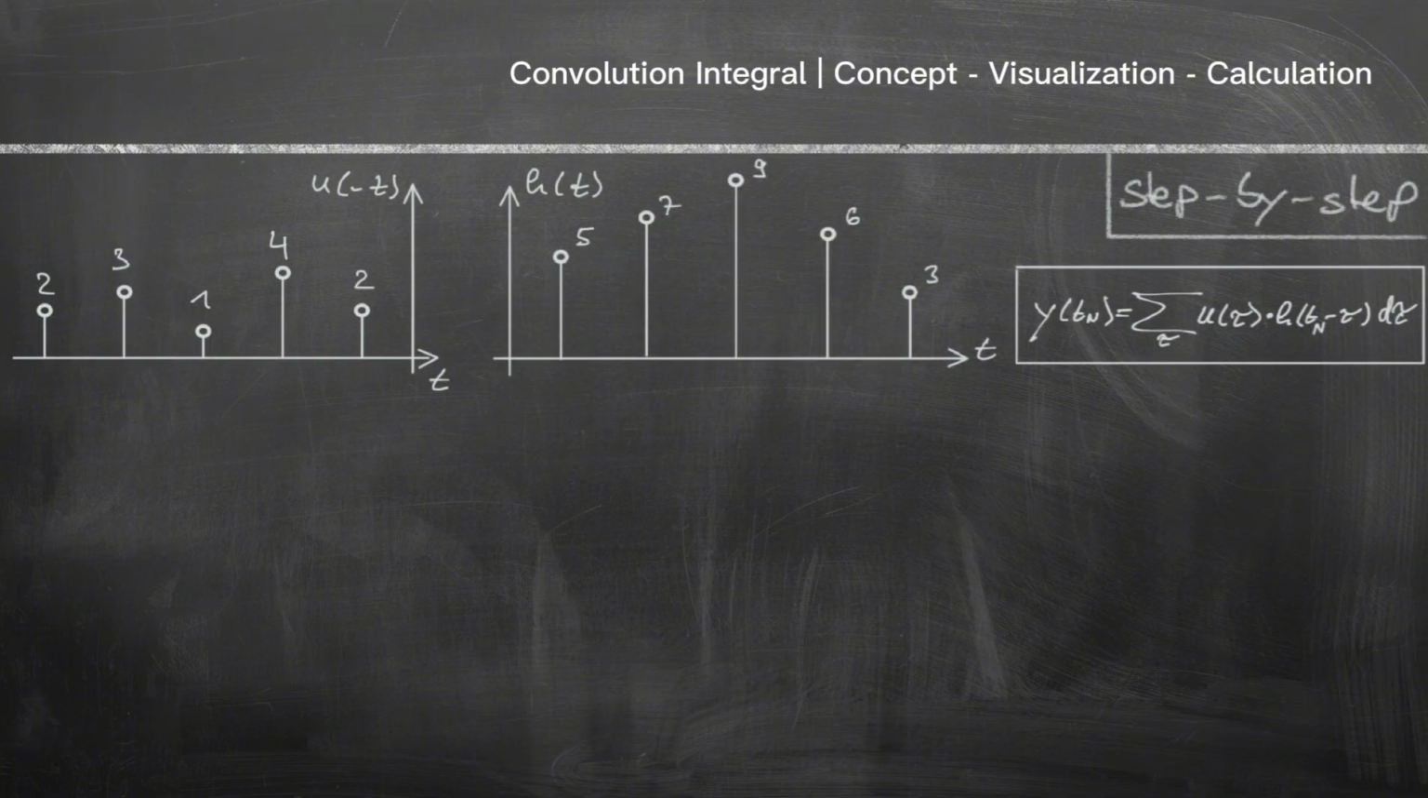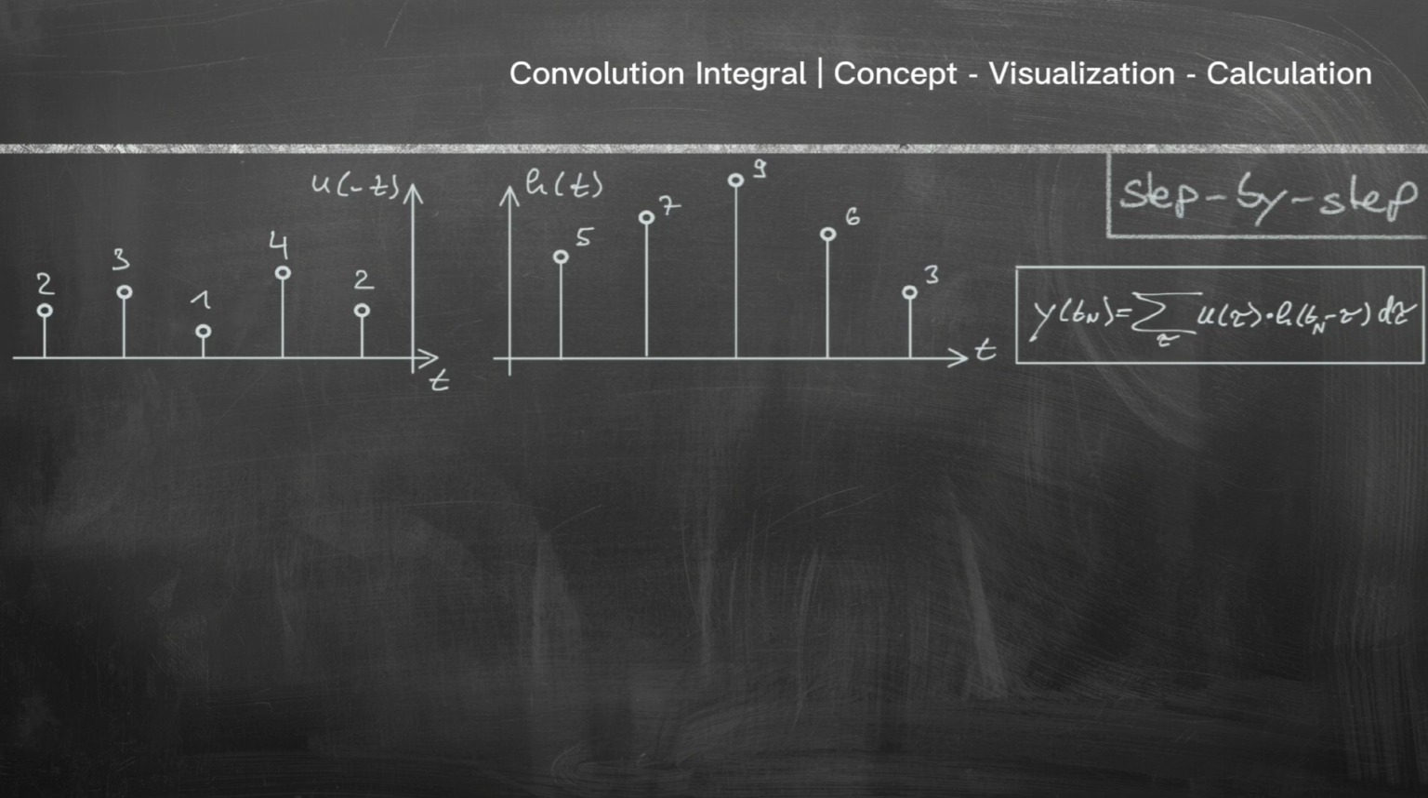After understanding the principle of convolution and being able to visualize what is happening, I now want to go through a simple numerical example with you, step by step. Here we have an impulse response function, h of t, that I have chosen randomly: 5, 7, 9, 6, 3, and an excitation signal that has already been mirrored, meaning u of minus t. That means the actual input signal is 2, 4, 1, 3, 2, which simply results from discretizing a signal of this type.